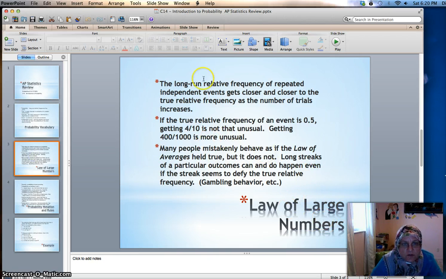The law of large numbers says that the long-run relative frequency of repeated independent events gets closer and closer to the true relative frequency as the number of trials increases. What this means is, let's say you're flipping a coin and the probability of getting heads is 0.5. If you got 4 heads out of 10, that would not be that unusual, but getting 400 heads out of 1,000 tosses would be considerably unusual if the coin is fair and the probability is really 50-50. Even though these are both 40%, 40% out of 10, not so strange, but 40% out of 1,000, we should expect this to be closer to 50% by the time we've done many, many trials.